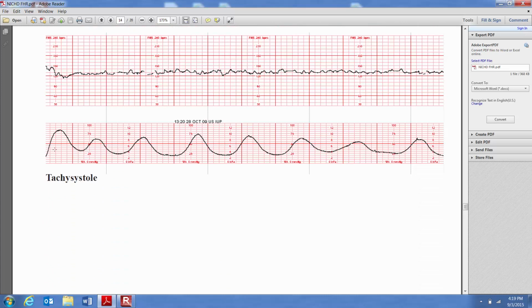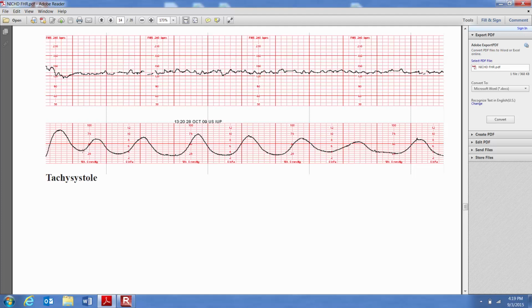Now, the one thing I didn't talk about in lecture today is, what do you say if she's having too many contractions, and what does that mean? Too many contractions is her contraction frequency is less than 2 minutes, or in a 10-minute period, she's having more than 5 contractions, right?